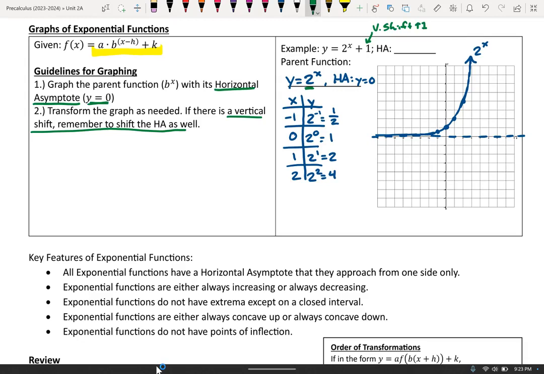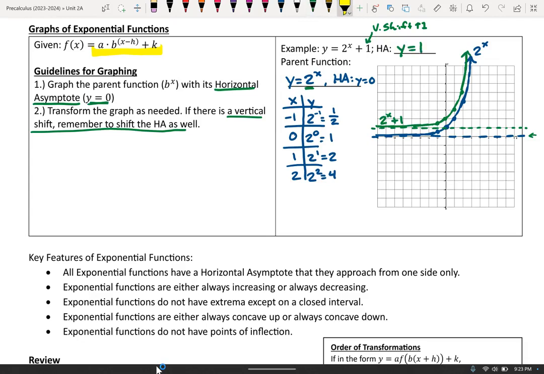So I'm going to go ahead and take all my points, and they get shifted up 1 space, all of them. Now, in addition to our points getting shifted up, we also have that our horizontal asymptote also gets shifted up 1 space, as so. And so then I have this exponential function going along like this. And that is our function 2 to the x plus 1. Now, that means our horizontal asymptote was y equals 1.